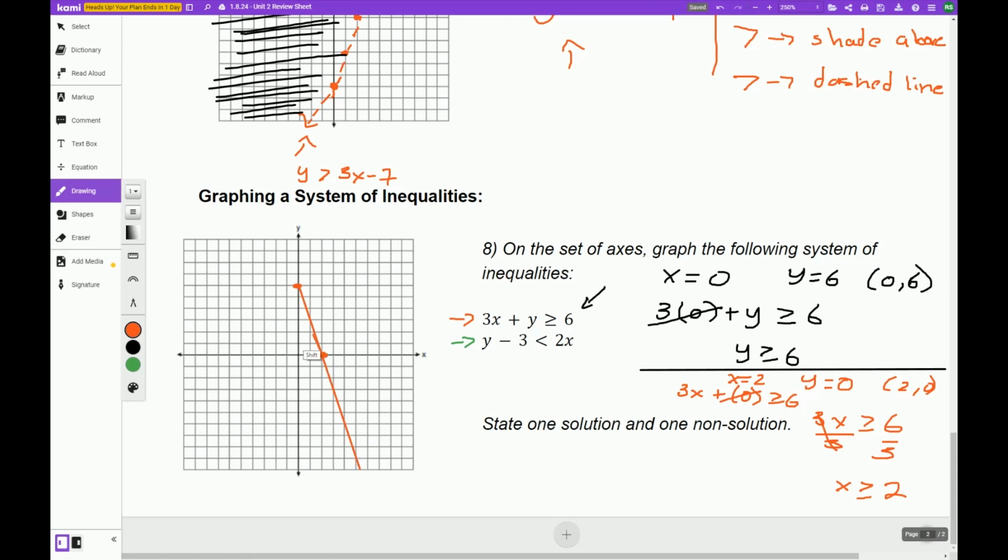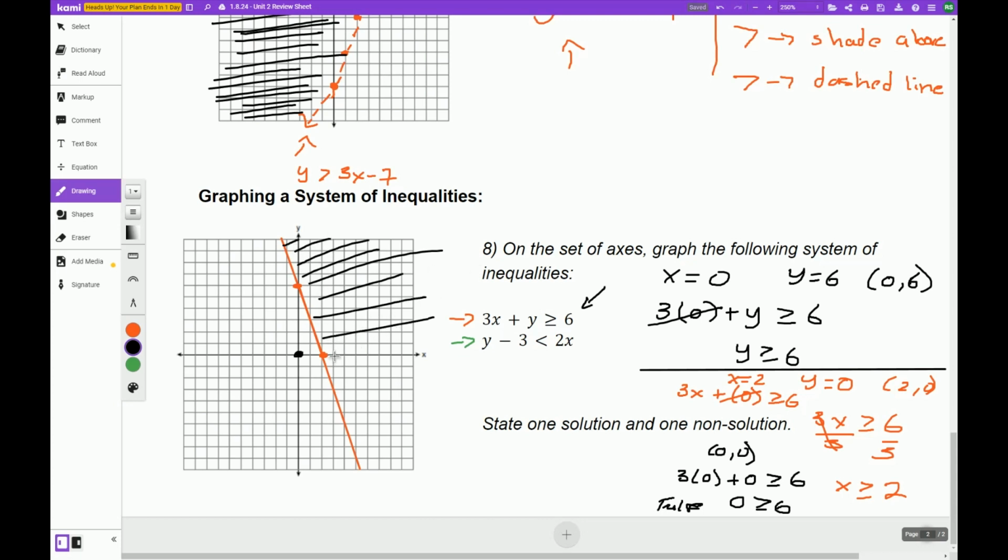If you're doing this method, you have to remember that we have to use a test point to see which side to shade. I notice that (0, 0) is not on my line, so the test point I would like to use is (0, 0). Is (0, 0) a solution? I plug in 0 for x and 0 for y: 3 times 0 plus 0 is greater than or equal to 6. 3 times 0 is 0, plus 0 is 0. So is 0 greater than or equal to 6? This is false. Because this was my test point, that means this side of the graph is not shaded, so we shade the other side of the graph. Since the test point was false, the opposite side is shaded.